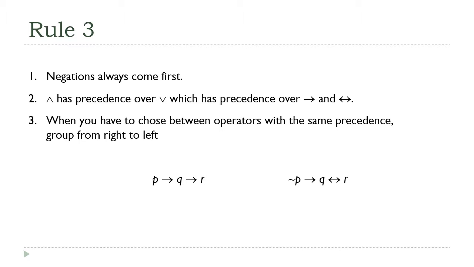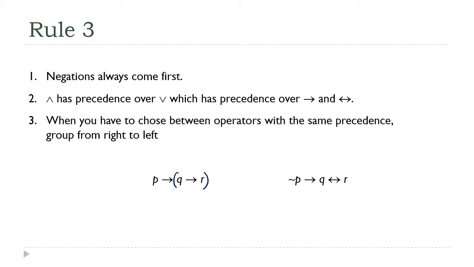All right, so finally, when you have to choose between operators with the same precedence, group from right to left. So we'll look at this first example here. I have two conditionals, so I have to decide, do I do the P implies Q first, or do I do the Q implies R first? Well, rule number 3 says we group from right to left. So I'm going to take the right-handmost pair, group those, and then work my way to the left. So that's how I would block out that first example.